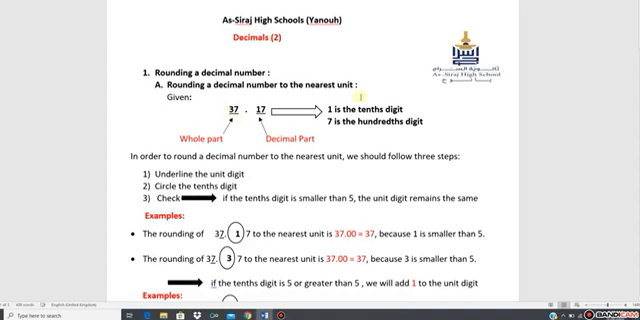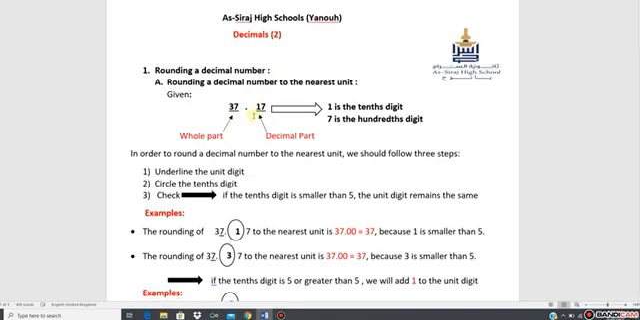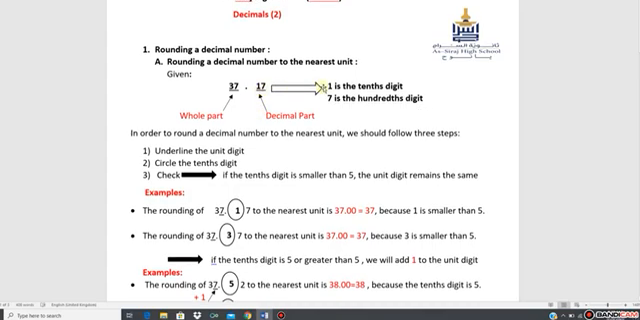Okay, we can read this number in 3 ways: 37.17, or 37 units, 1/10, 700th, or 37 units, 1700th. Now, the 1 here in the decimal part is the 10th digit and 7 is the 100th digit.